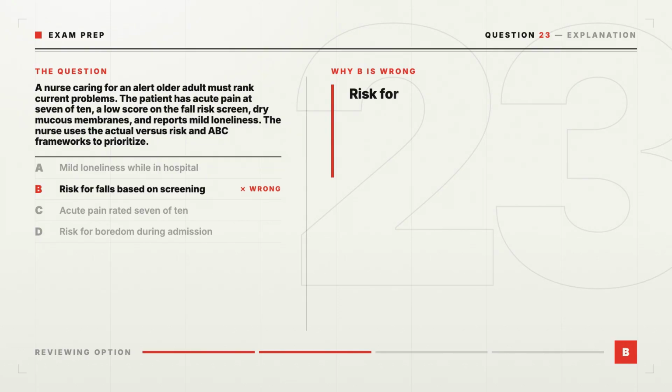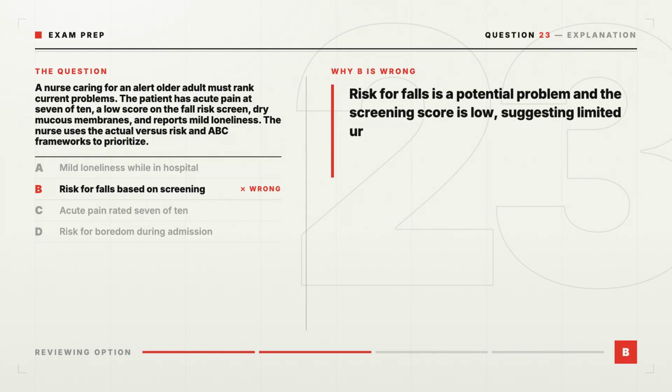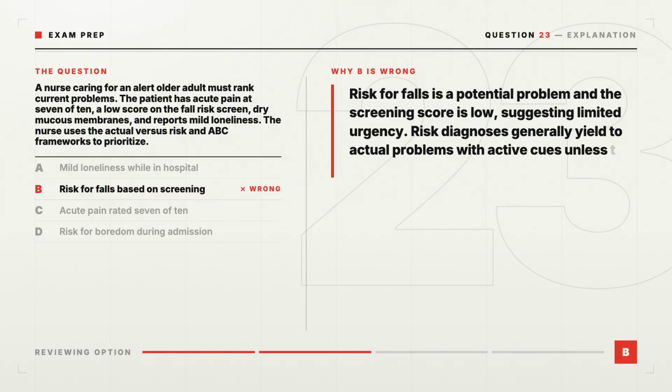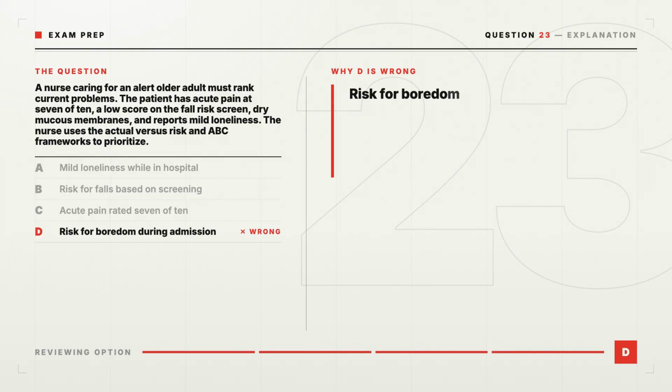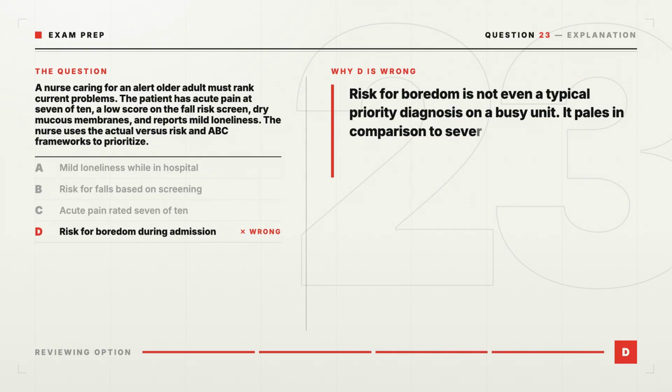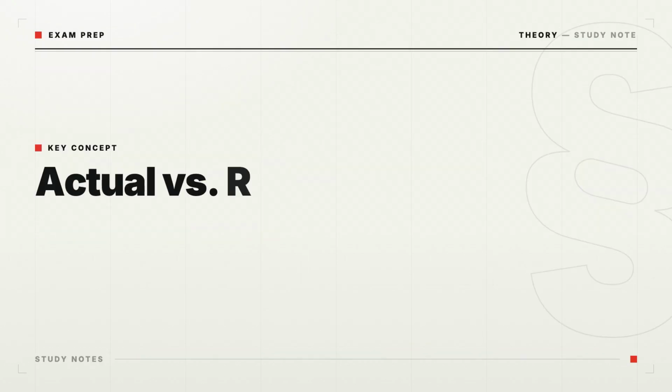B is wrong because risk for falls is a potential problem and the screening score is low, suggesting limited urgency. Risk diagnoses generally yield to actual problems with active cues unless the risk is imminent and severe. D is wrong because risk for boredom is not even a typical priority diagnosis on a busy unit. It pales in comparison to severe acute pain that is actively impairing function and recovery for this patient right now.